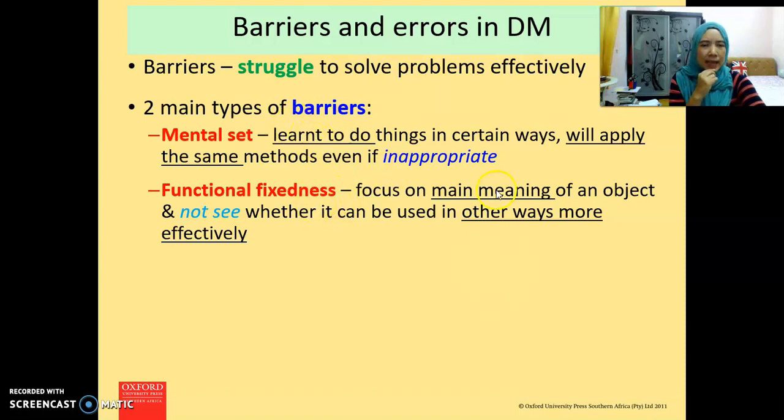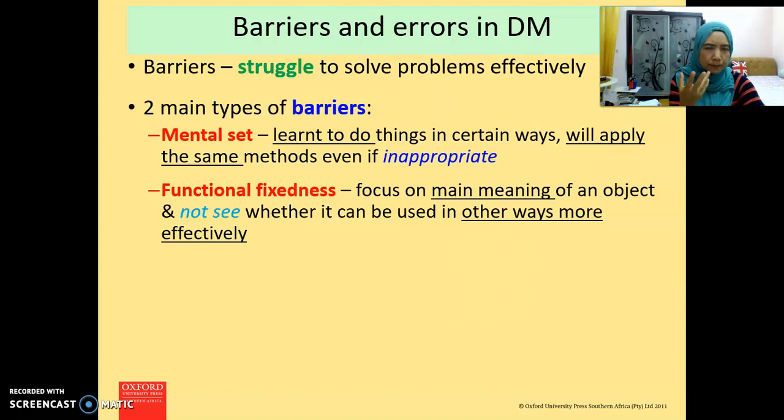Mental set is based on our similar way of thinking. We do not want to change our way of doing things. We just want to use the old style, the old ways. Here mental set is referring to learning to do things in certain ways. We'll apply the same method, even though we learn new ways, we use the same methods.